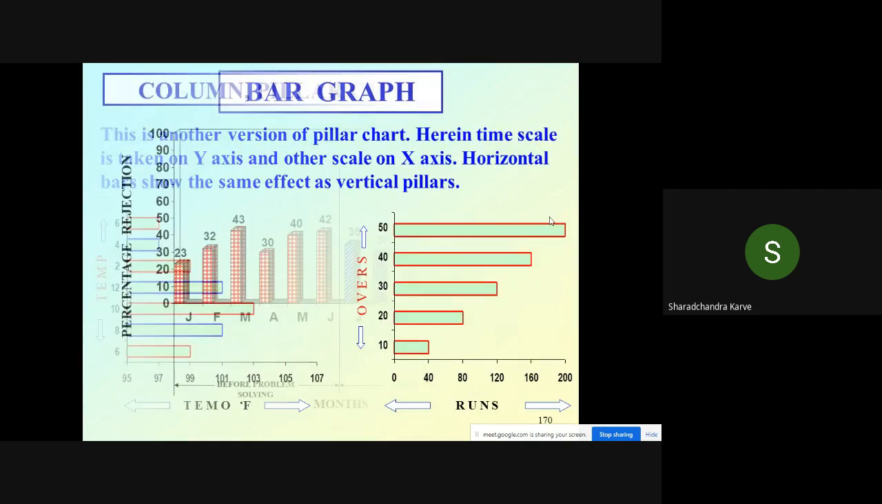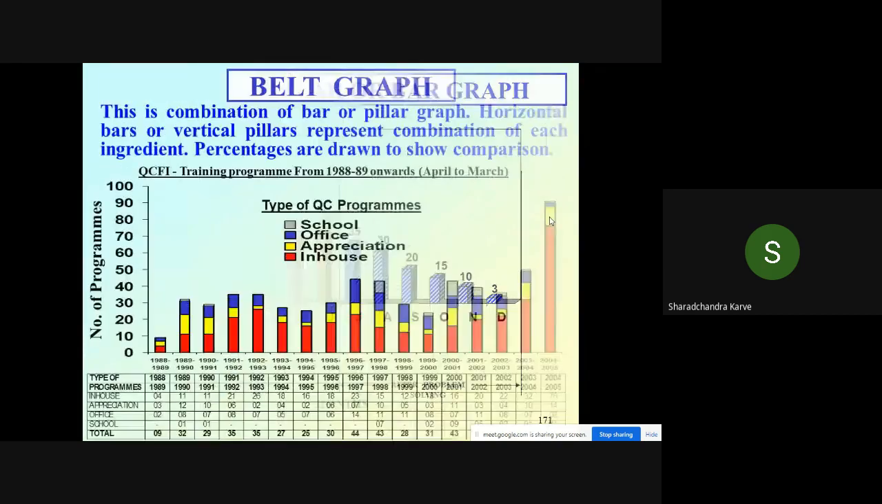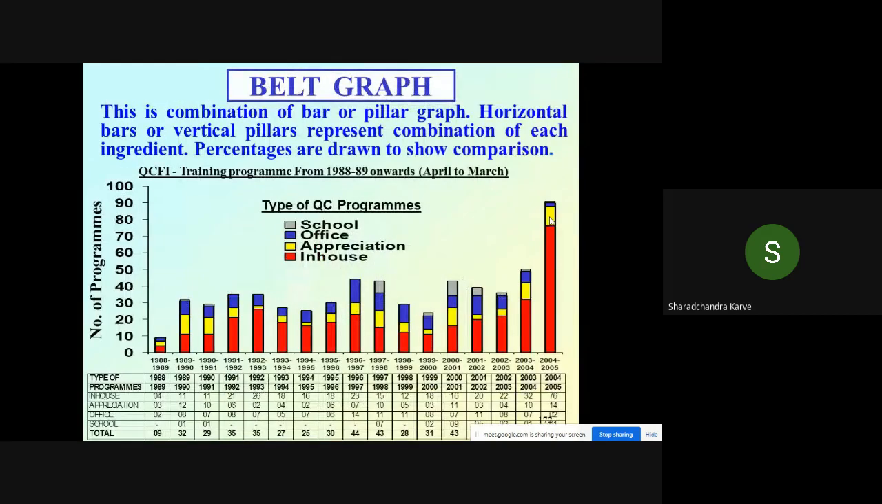This is a bar graph, vertical, horizontal. Then this is also very familiar, you must be familiar with this. Next. This is a belt type of a graph, which means you have done a stratification in this graph. So what is my total and what is the breakup of that total? That is what has been done.